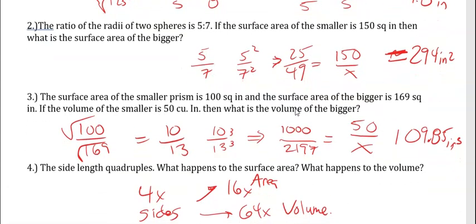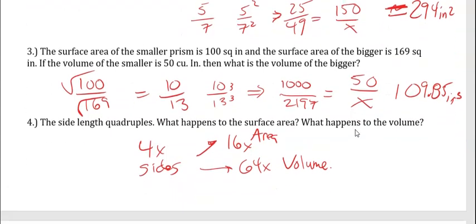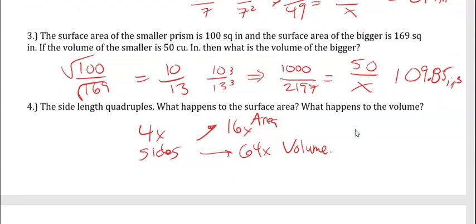The next one, they give you the ratio of surface areas, and you're solving for a volume. If you're going from surface area to volume, you're first going to square root to get to sides, and then you're going to cube it to get to volumes. Now we have the ratio of volumes, and you can set up your proportion and solve. And when you do this, you get 109.85. And lastly, when you quadruple sides, you got to take that 4 and square it. That gives you 16 times as big for area. And volume is going to be 4 cubed, which is 64 times as big for volume.